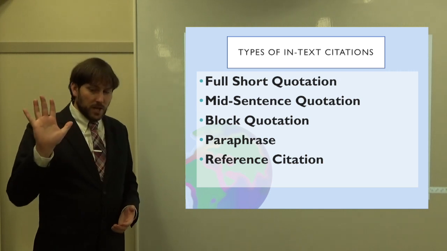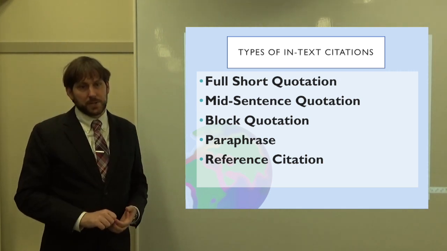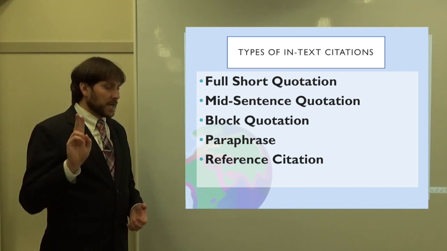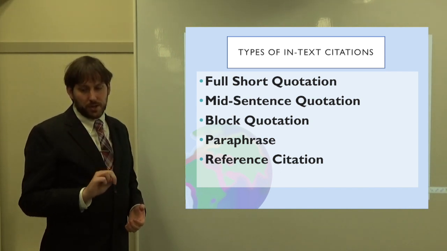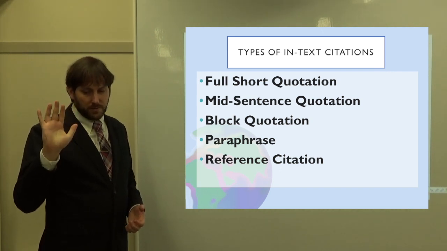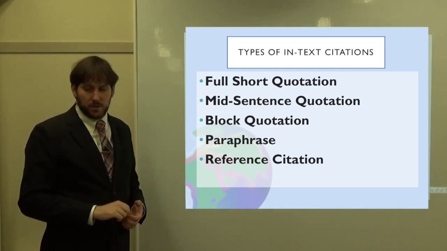So there are five different types of in-text citations that I want to mention to you. The first is a full short quotation. The second is a mid-sentence quotation. The third is a block quotation. The fourth is a paraphrase. The fifth is a reference citation.